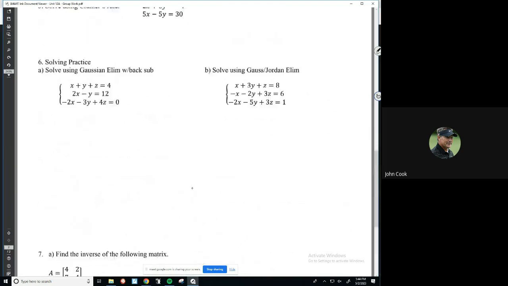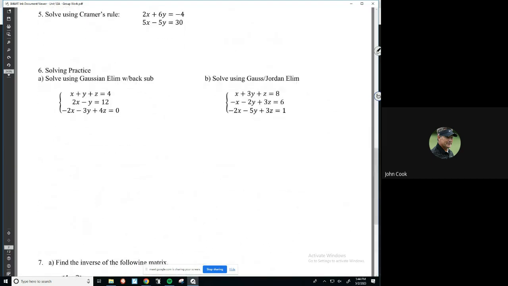All right, what else do we have to do here? So it looks like solve using Gaussian elimination with backward substitution, and then solve using Gauss-Jordan elimination. Oh, these are both pretty easy. Even with a 3x3 case, it's not terribly difficult. Okay, so Gaussian elimination with backward substitution.